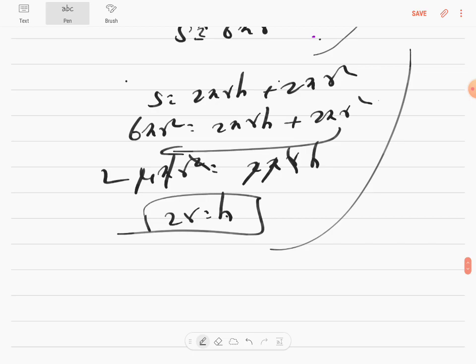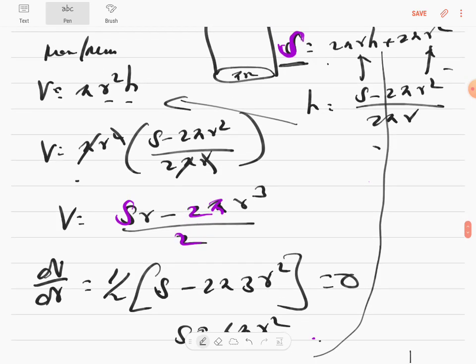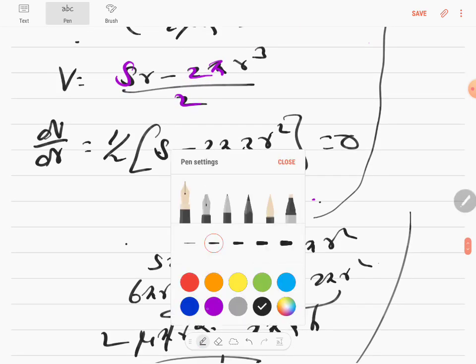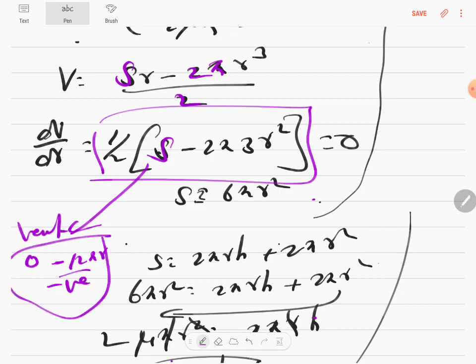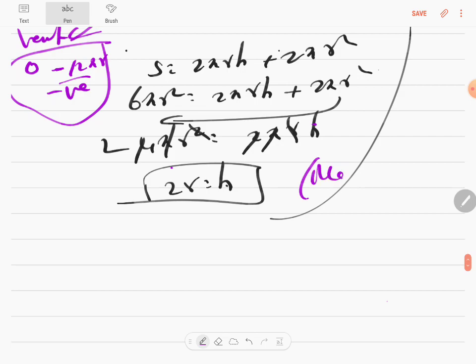Now I don't know whether it's maxima or minima. So take the differentiated value and differentiate it once again. S is a constant, so 0. So it's minus 3 times 6 is 2, so 12 pi r. It's negative, correct? And therefore it is maxima. Are you clear? Let's go to the next question.